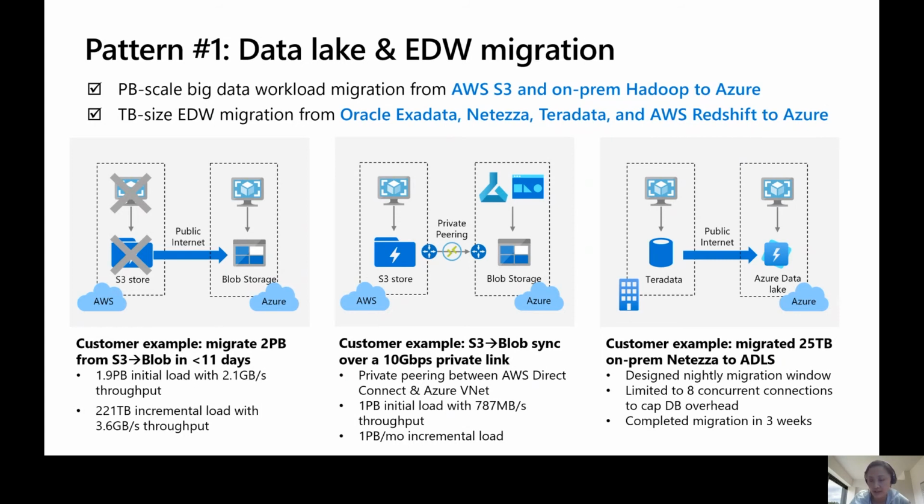The third example is a customer who migrated successfully a 25 terabyte on-prem Netezza instance to Azure Data Lake storage. They were able to accomplish the migration by using the nightly migration window and limiting the level of concurrent connections in order to cap the overhead that they impose on the database.